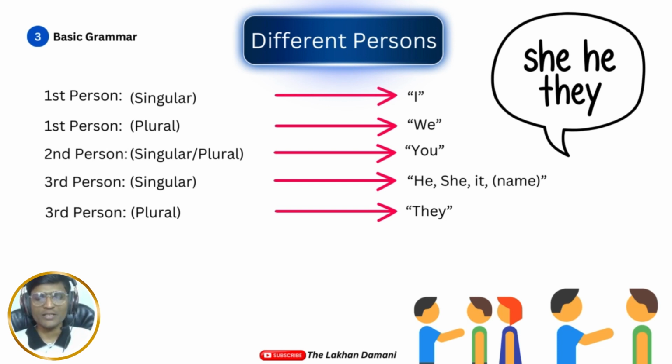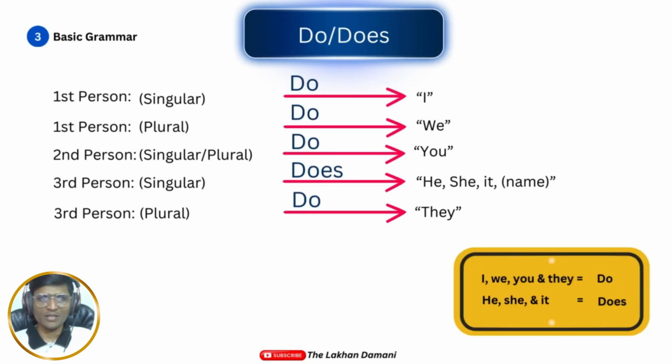Third person singular. He, she, it. Third person singular is he, she, it. Any one singular name, Lakhan, Joy, any one of them. And third person plural is they, right? Let's try to understand it better on this next page.